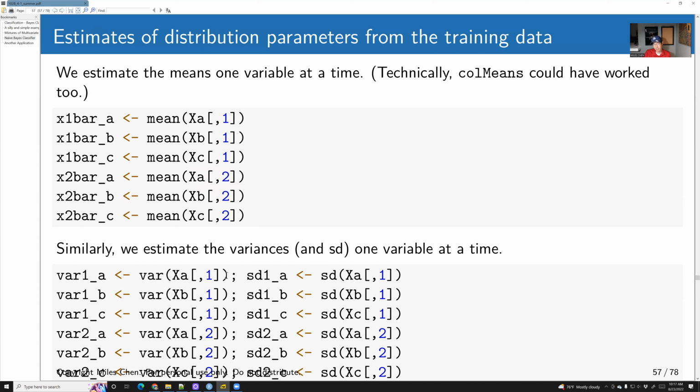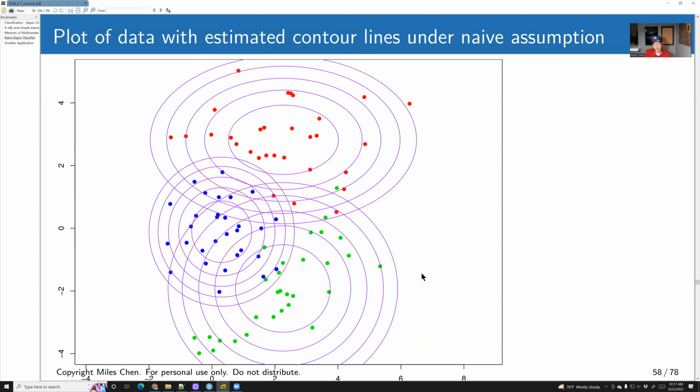For the variance, I do the same thing. What's the variance of column 1 for A? For B? For C? What's the variance of column 2 for A? For B? And so on and so forth. I'm just doing each variable one at a time for each of the different classes. So this is a whole bunch of values that I've got to estimate, right? And if I estimate the contour lines under the naive assumption, what happens here?